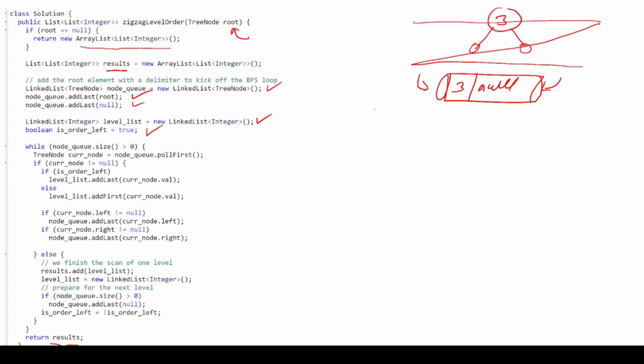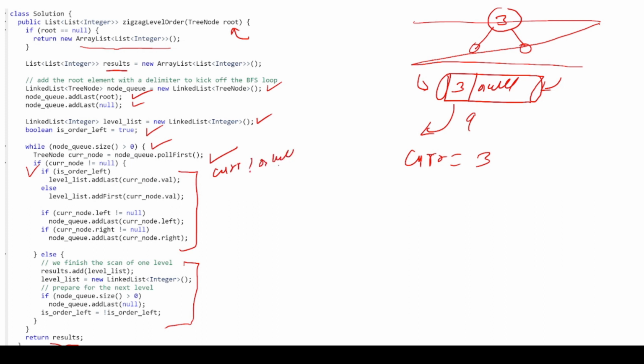Next, in the queue we will check is the queue size greater than 0, or is it empty. Until then this while loop should run. Then we will find our current node. On the current, if we do poll, our current has 3, right? We'll check current. If it is not null, we'll do some activity. Otherwise we'll think our loop is completed. So if current is not null, this activity we have to run.